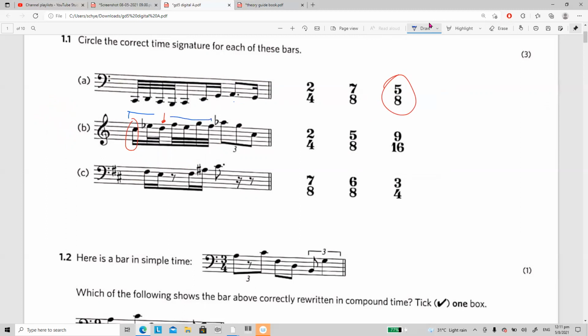Next group has 3 quavers with a triplet. If there's a triplet, that means the value of the last note is not counted, which means this is just 1 count, 1 crotchet. Because half plus half is 1 crotchet, 1 full beat. So from here, you can see that we have 1 crotchet and 2 crotchets, 1, 2. So this is 2 crotchets.